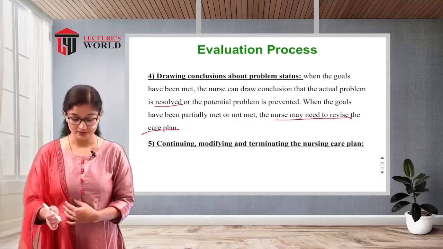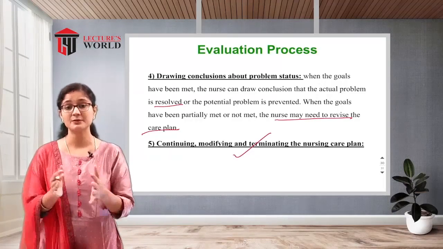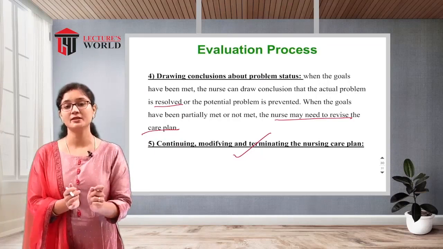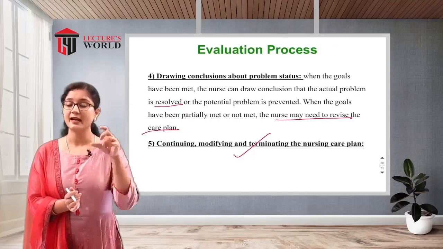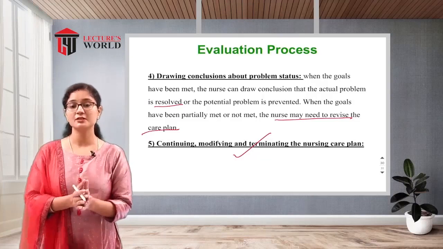Hope you understood this evaluation process. So these are the 5 main processes whenever you are writing your evaluation. So very important is the statement, that is goal met, partially met, not met, and then the supporting part you are going to write down. Okay, hope you understood the evaluation process.